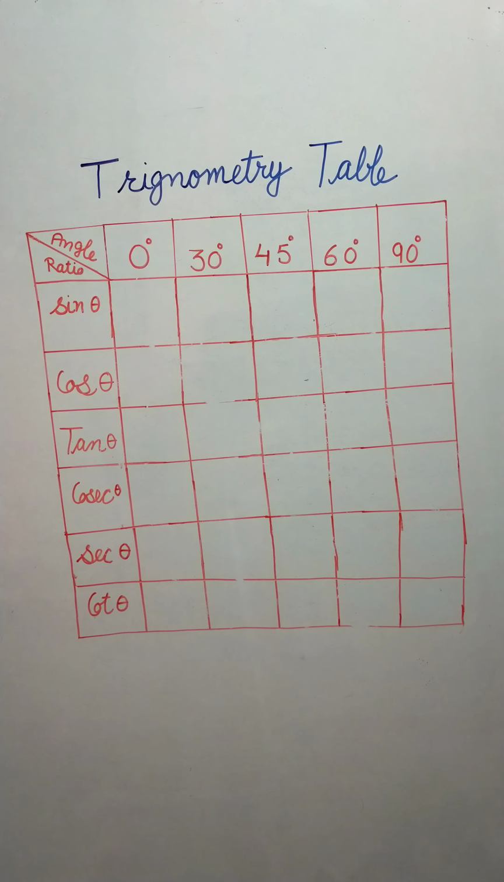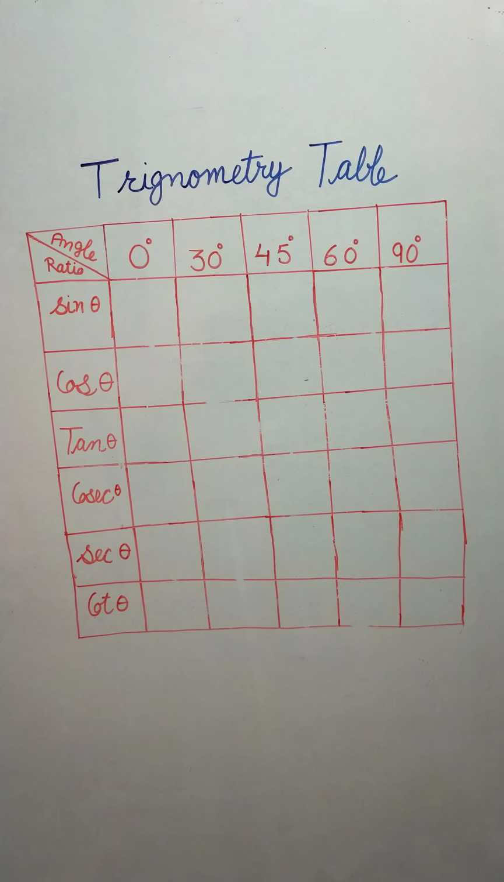So this is sine theta. Sine 0 degree, 0. Sine 30 degree, 1 by 2. Sine 45 degree, sorry, it is 1 by under root 2. Sine 60 degree, under root 3 by 2. Sine 90 degree is 1. Now cos theta is even easier. This is 0, 1 by 2, 1 by under root 2, under root 3 by 2, 1.